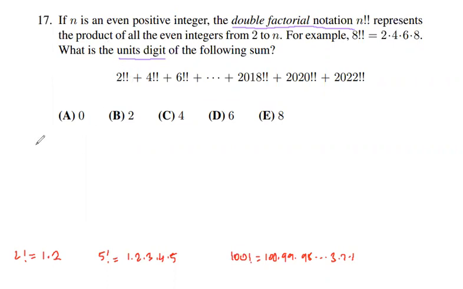So the first one, 2. By the way, the unit digit is just the last digit when you add all these numbers. Some people may not know about that, but anyway, 2 double factorial is just 2, because our definition says to multiply all the even integers from 2 to n. Since our n is also 2, 2 double factorial is just 2, and 4 double factorial is going to be 4 times 2, which is 8. Okay, and then 6 double factorial will be 6 times 4 times 2.